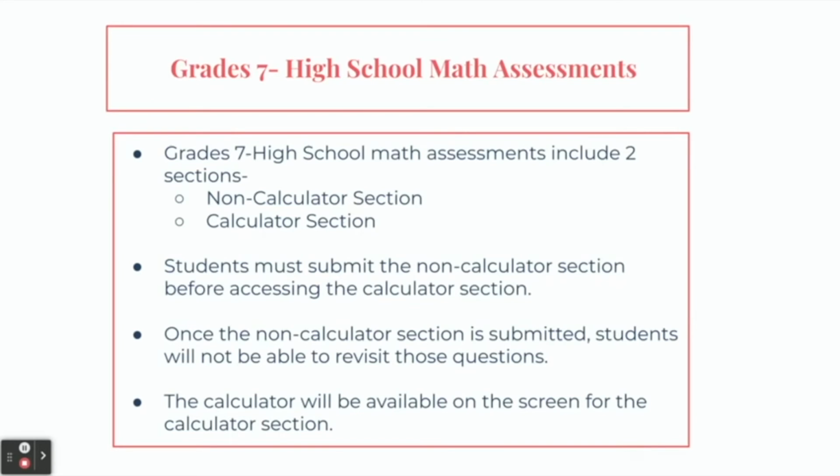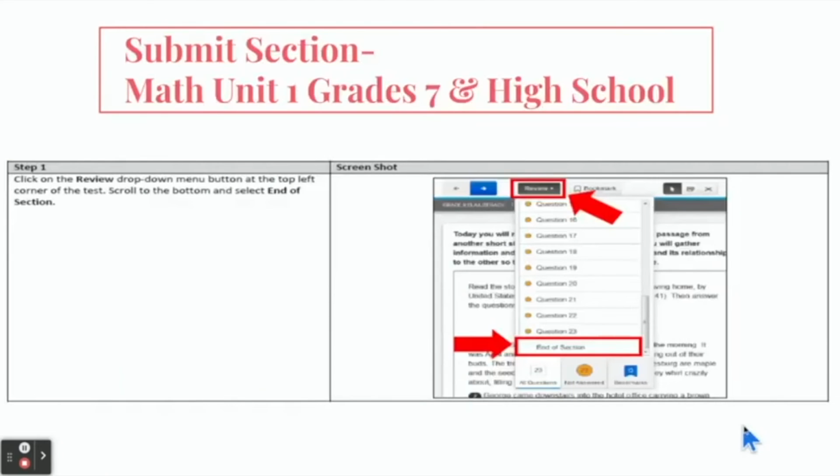This next section is for grades 7 through high school math assessments. The grades 7 through high school math assessments include two sections, a non-calculator section and a calculator section. Students must submit the non-calculator section before accessing the calculator section. Once the non-calculator section is submitted, students will not be able to revisit those questions. The calculator will be available on the screen for the calculator section.